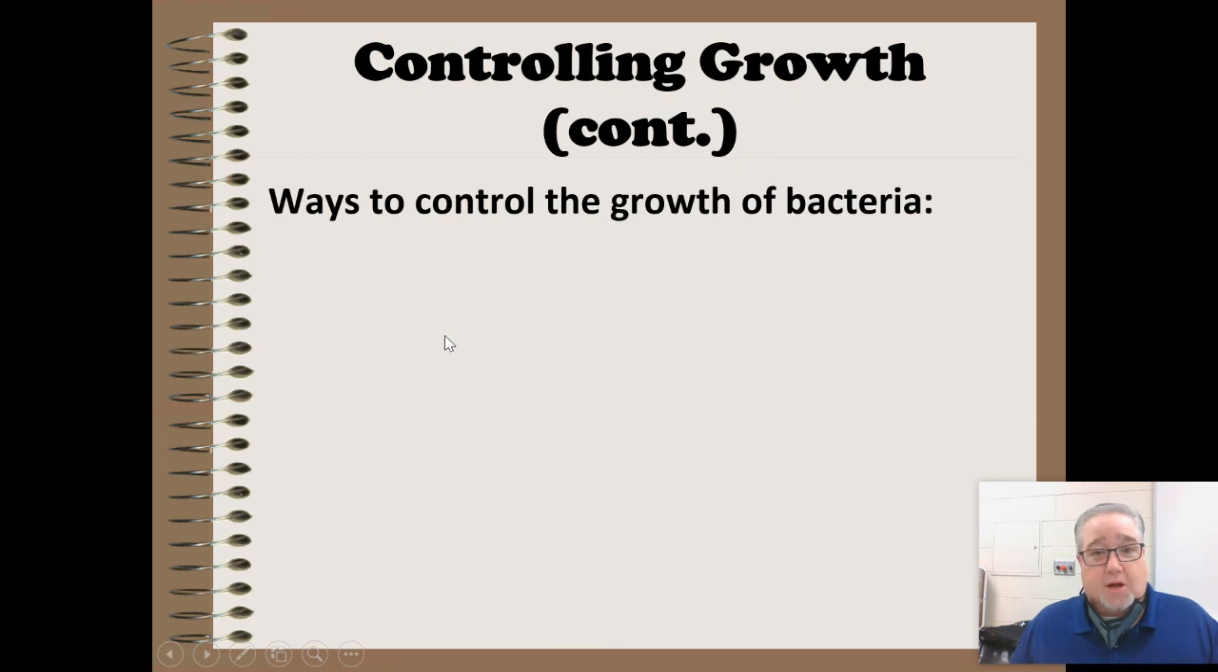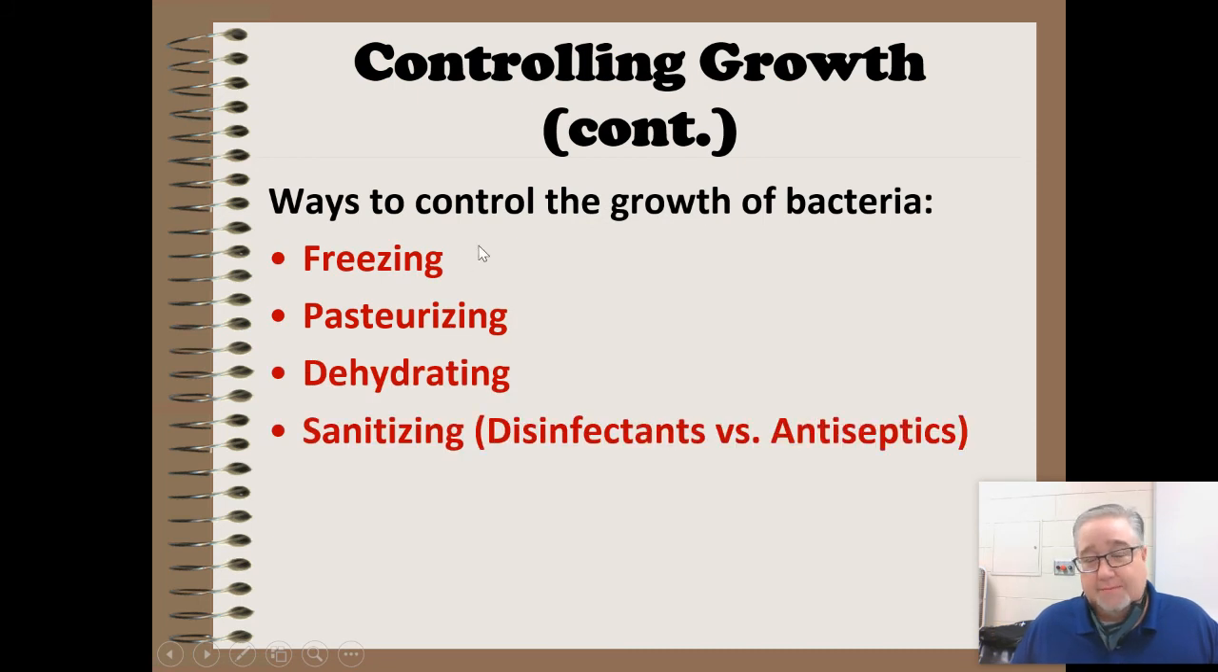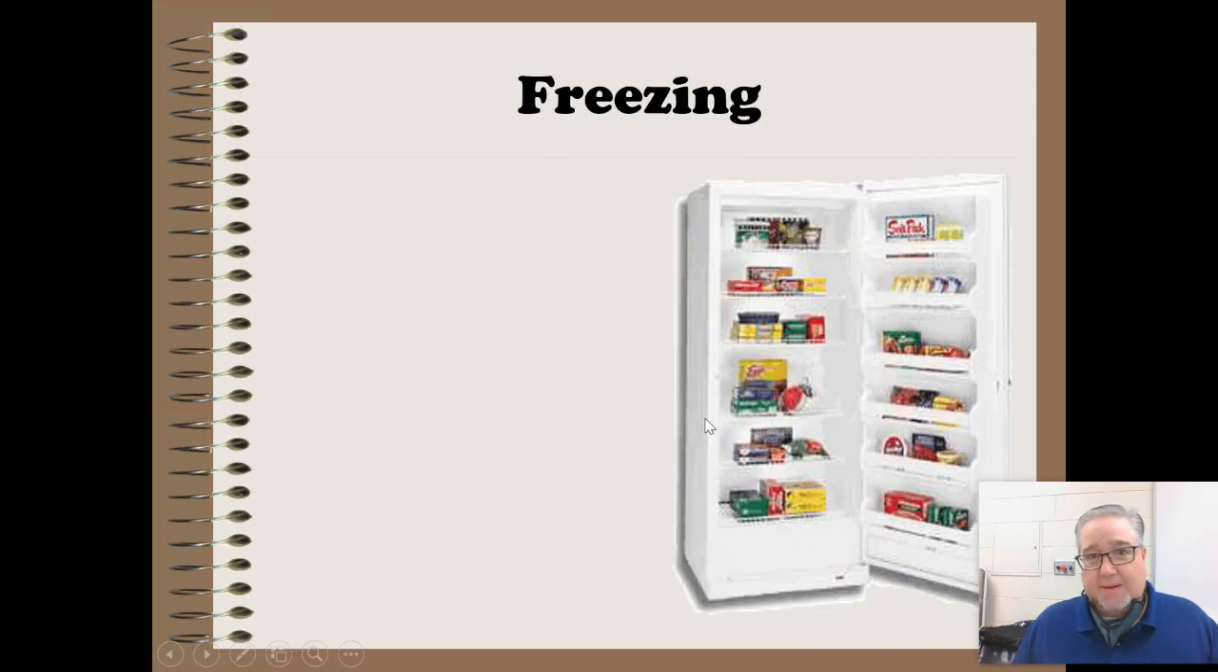All right, so let's talk about some different ways that we can actually control their growth. A couple terms here. Freezing, we kind of know what that means. Pasteurizing, you may not know what that means, but we'll talk about it. Dehydrating and sanitizing. Now, these are four major ways that we can control the growth of bacteria.